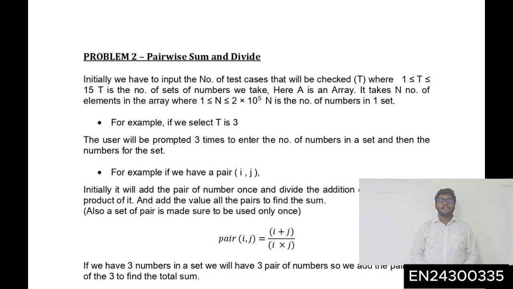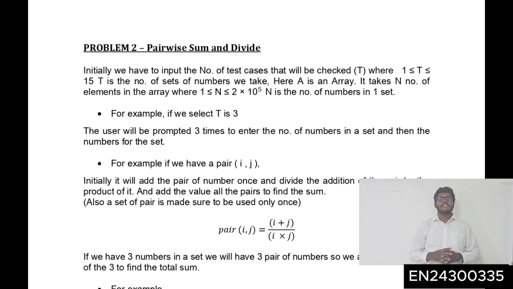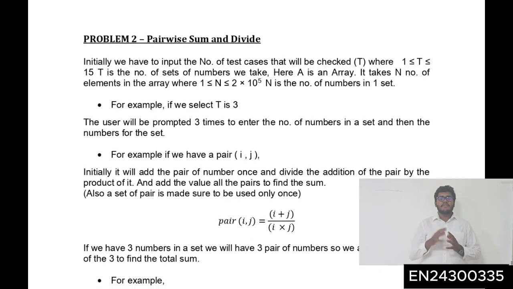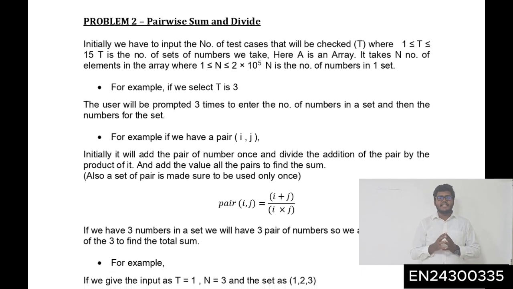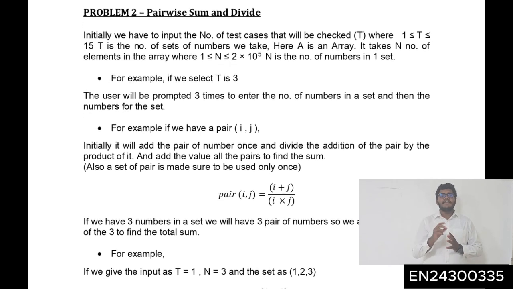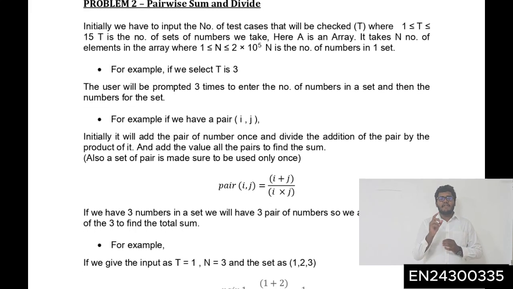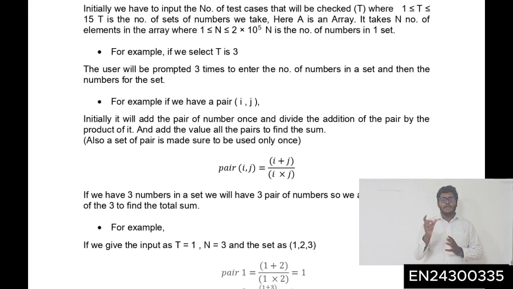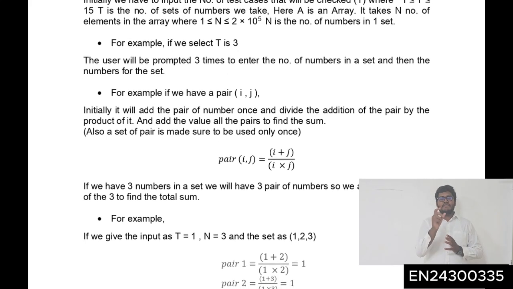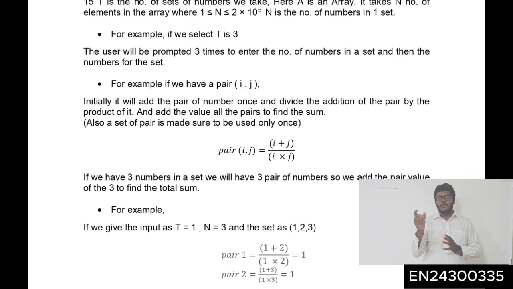The pairwise sum and divide problem involves calculating a specific sum from unique pairs i, j in an array where i is less than j. In an example, we have one test case, an array 1, 2, 3. To solve this, we first list all unique pairs, which is 1, 2, 1, 3 and 2, 3.